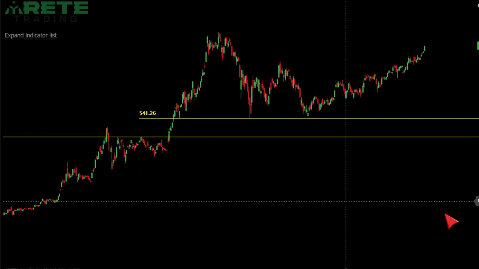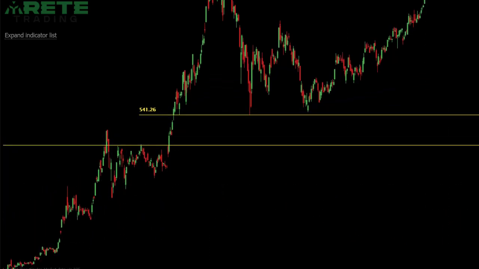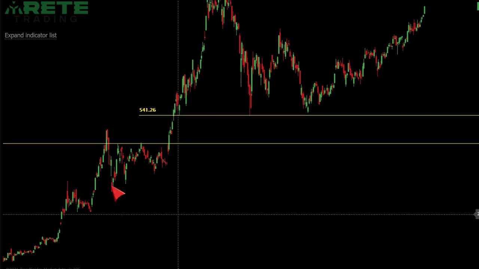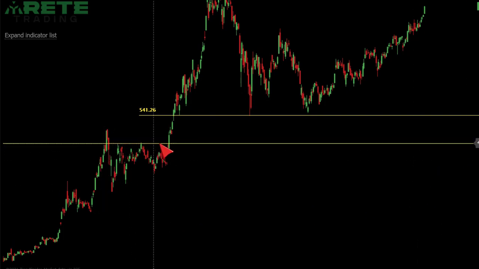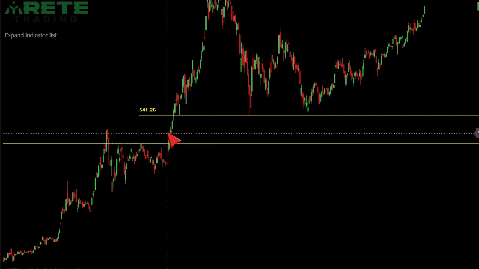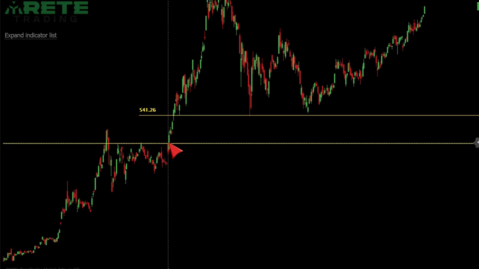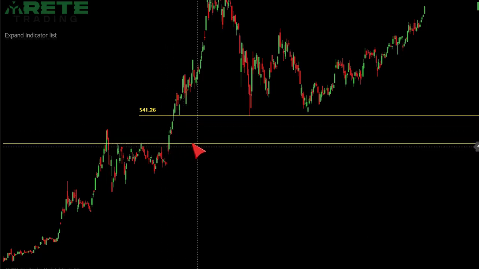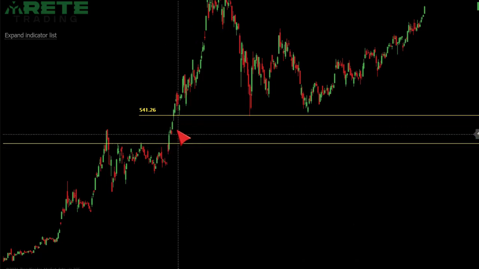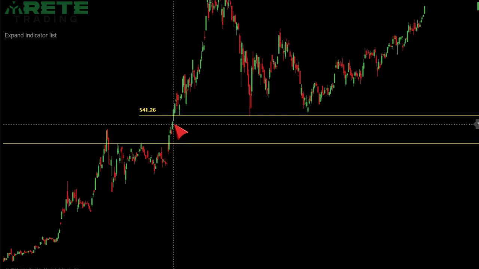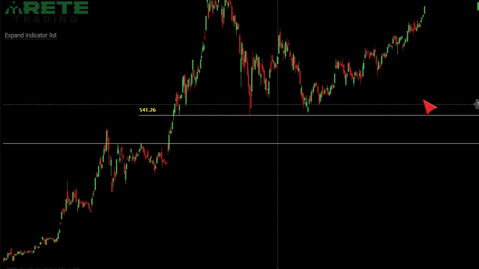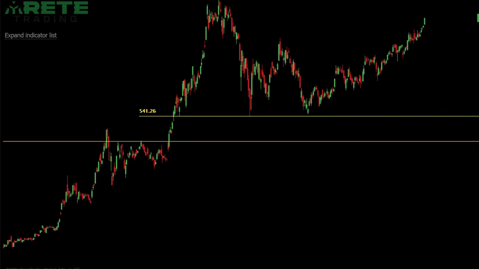So let's go through a couple more examples here. Again, and let's zoom in on this. Okay, so here's where you're at, and you break it, right? And you go through it. Once you're through it, what does that do? That means that, and we close above it, it means that you flip this level. When you flip it, you're reversing the resistance and it's becoming support. So you're flipping that level, okay? And that's really important for you to understand. So again, here, support, and then we take off.